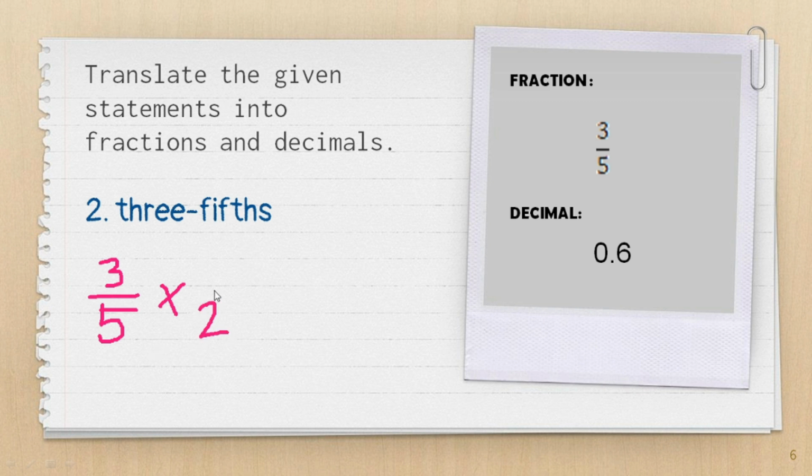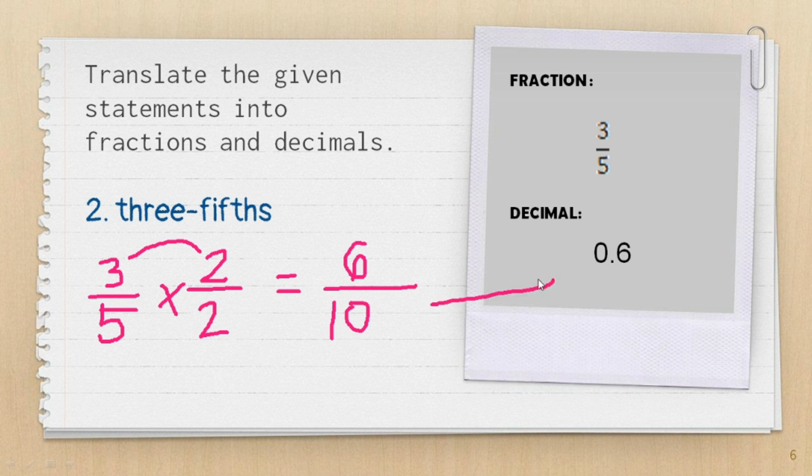Tama? And, pag minultiply natin yung denominator kay 2, kailangan i-multiply din natin sa numerator kay 2. So, ibig sabihin, 3 times 2, that's 6. Over 5 times 2, that's 10. So, I have 6/10. So, in decimal, that's 0.6. Di ba? Madali din. So, nasa sa inyo yan kung ano yung pwede nyong gawin.